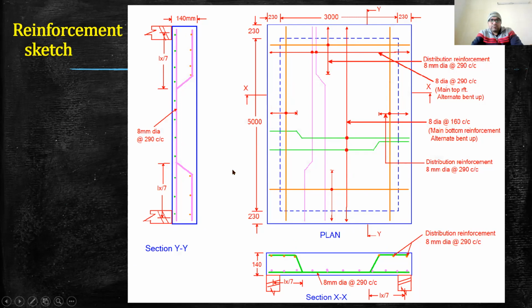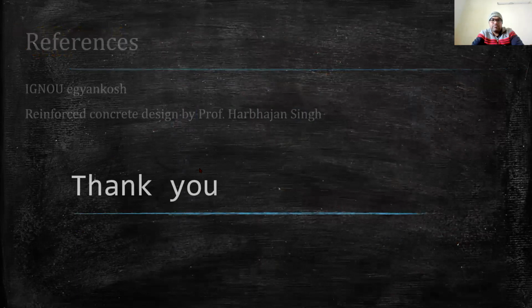Also the bent up length, the length at which we have bent up this bar, that length is Lx by 7 along the longer span, and along the shorter span also it is Lx by 7, as per the reinforcement detail. So that is the sketch. So this completes our solution of this design example. Thank you.